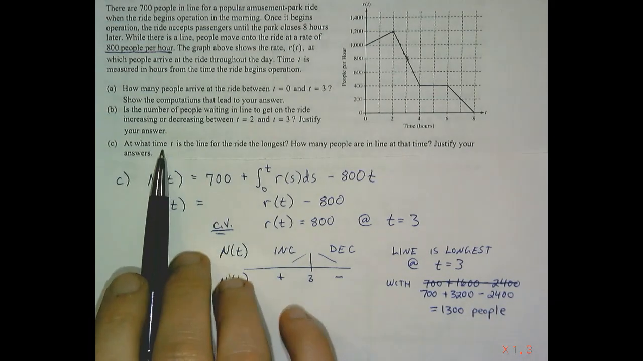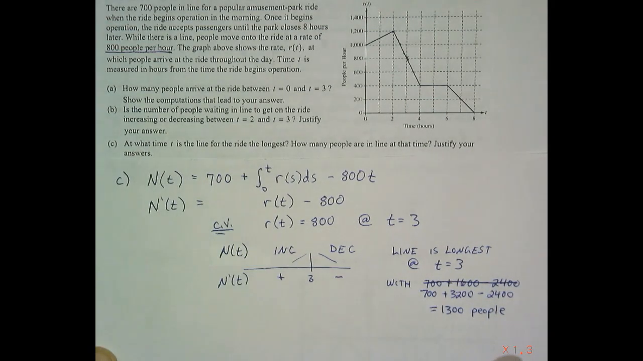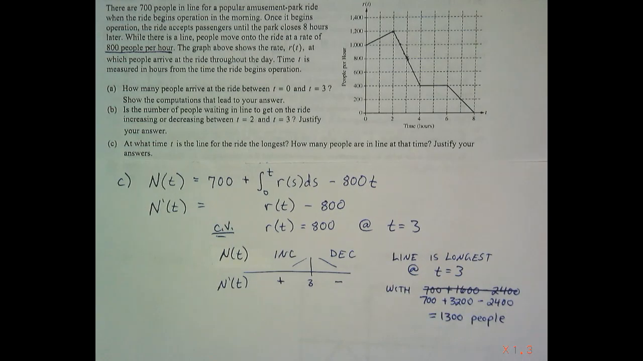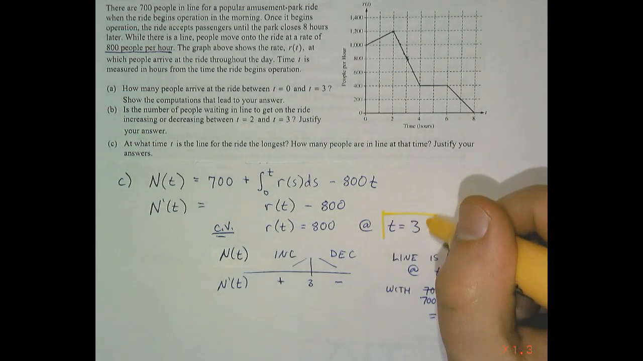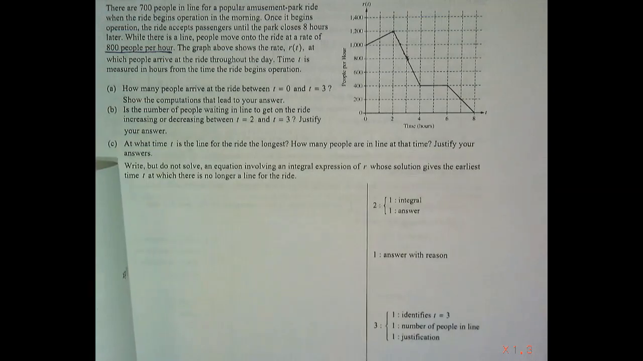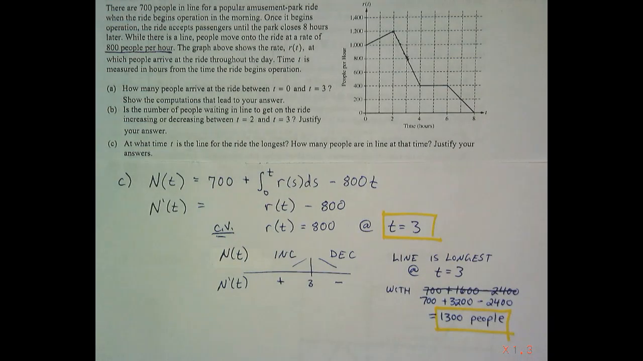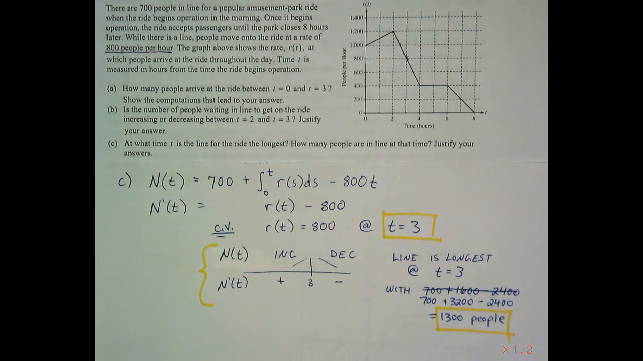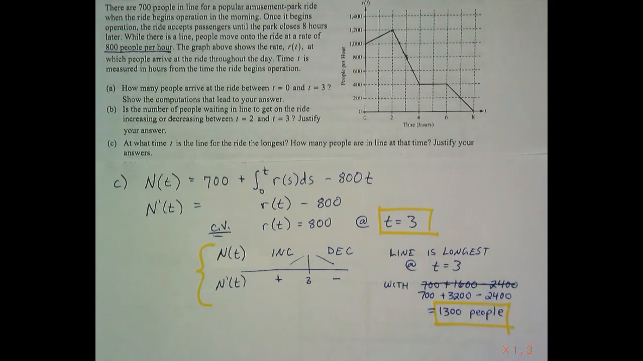Okay. Double check we've answered all that: at what time? Time 3. How many people in the line? 1300, and then our justification is found within the work. This part is worth 3 points. You get 1 point if you identify t equals 3 as a candidate, 1 point if you are able to deduce how many people are in line, and then 1 point for the justification. And the justification, we used the first derivative test for local extrema.